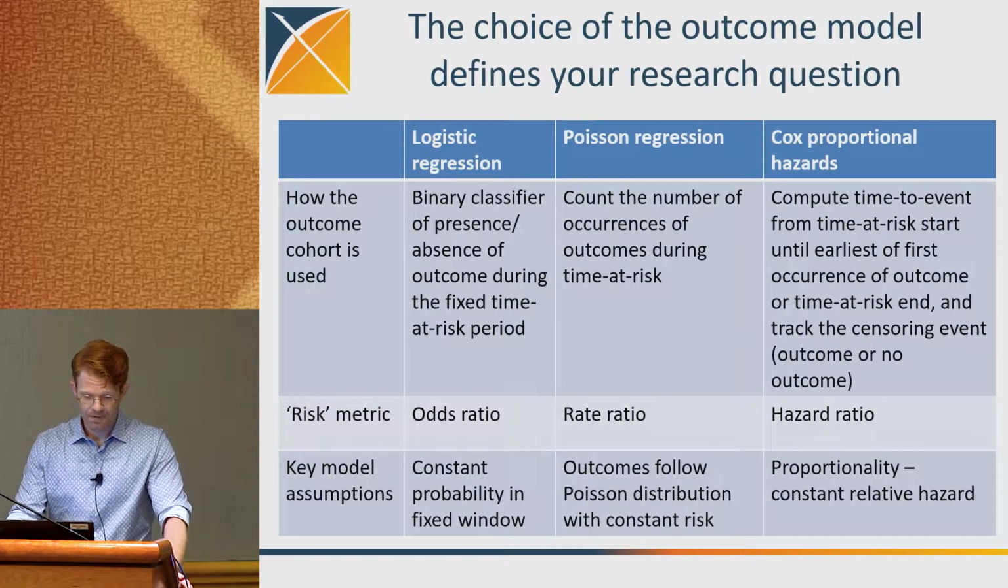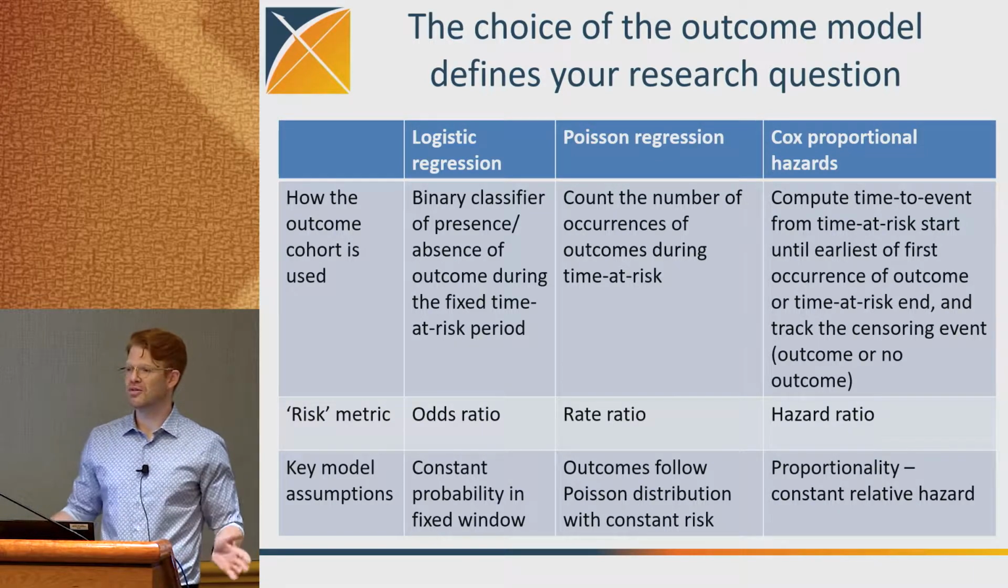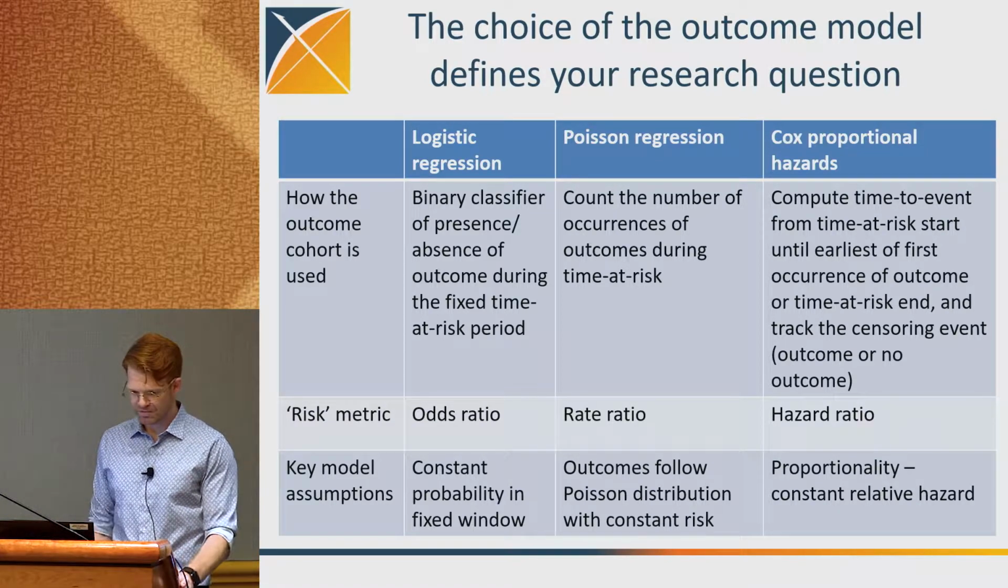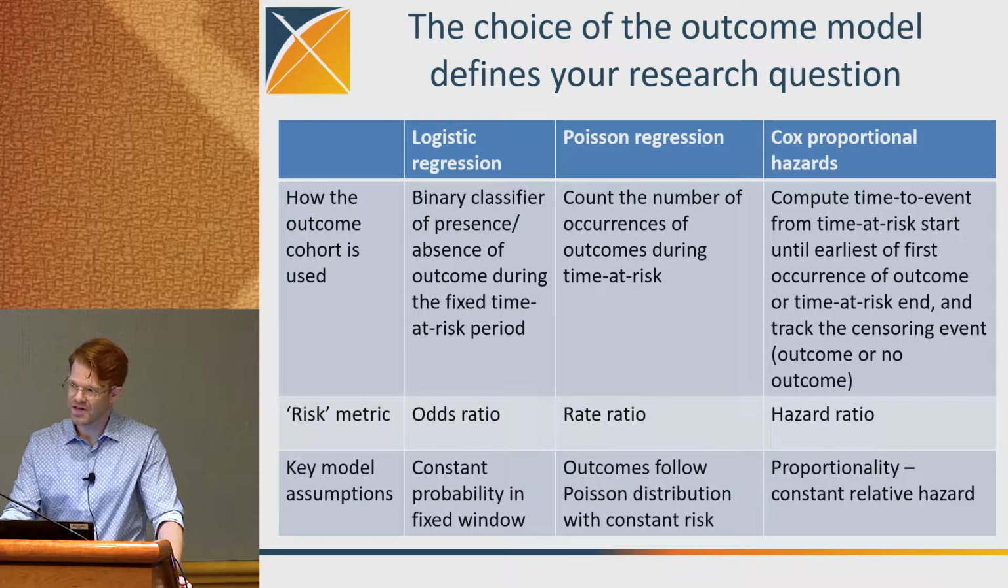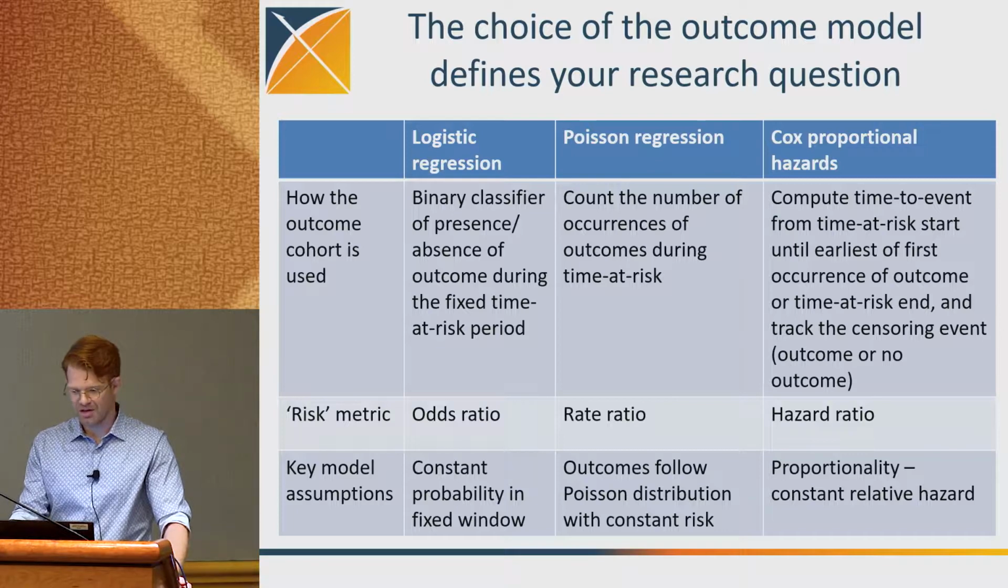It gives you an odds ratio, and there are assumptions that must be met for each of these approaches. For logistic regression, it's that there's constant probability within a fixed window. Poisson regression just looks for rates, counting how often occurrences happen during a time at risk, and you get a rate ratio. But this requires that the outcome is Poisson distributed. And lastly, and it's at least the workhorse in my life, is using a Cox proportional hazards model, which computes the time to event or time to censoring in either of the groups. For that, you get a hazard ratio, but of course it relies on the proportionality assumption.